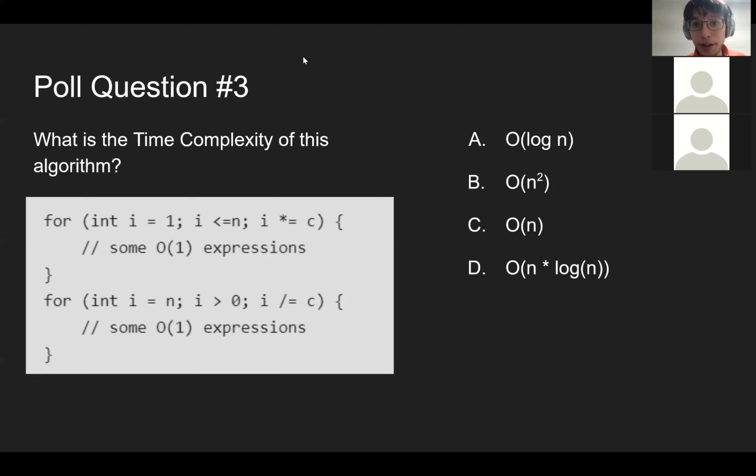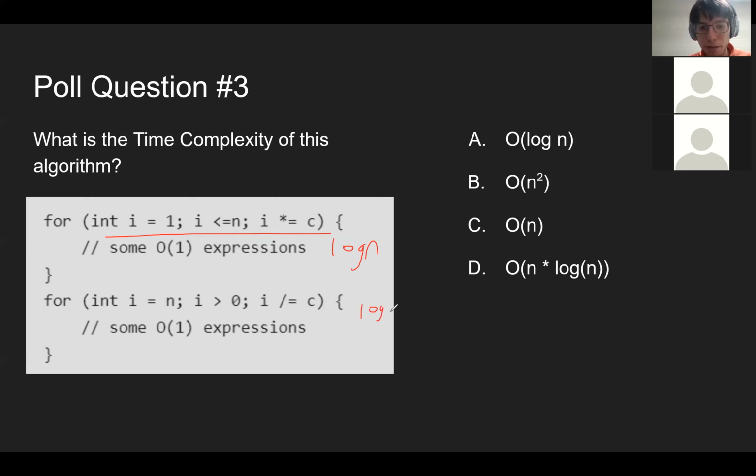Yep, that's exactly right. So we notice here, each time we start at 1, we go up to n, and we're multiplying by c each time. So in this case, that's multiplicative. This is just going to be log n, right? And similarly with this one, we start at n and we divide by c each time. So it's also log n.